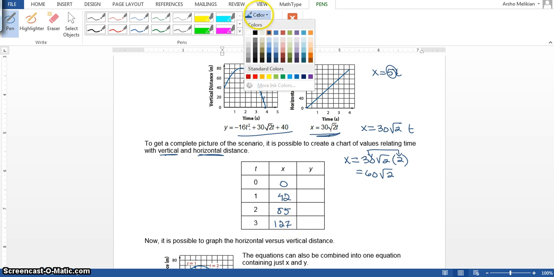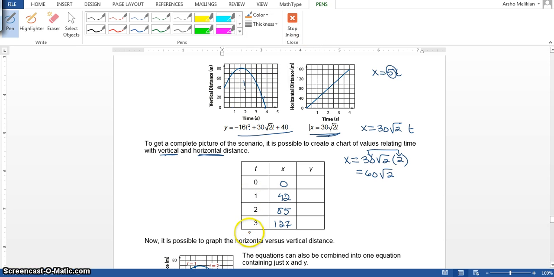Now, similarly, we're going to plug the same values for t into the equation for y. So when t is equal to 0, y is equal to 40. So you multiply t times 30 and then times root 2. When t equals 1, it's 66. When t equals 2, it's 61. And when t equals 3, the y value is 23.